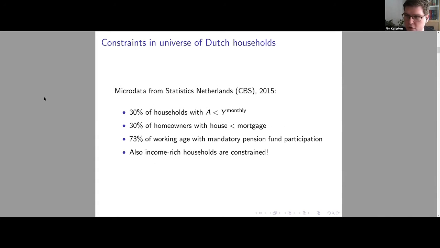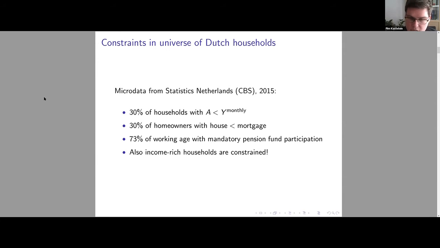If we look at the data that we have, this is micro data from Statistics Netherlands, the National Statistics Office, where we have the universe of Dutch households, and we do see a high prevalence of these characteristics. For instance, 30% of households have liquid assets of less than a month of their disposable income. We see a considerable portion of homeowners having a house that is worth less than the value of the outstanding mortgage. And we see that 73% of the working age face mandatory participation in pension fund systems.